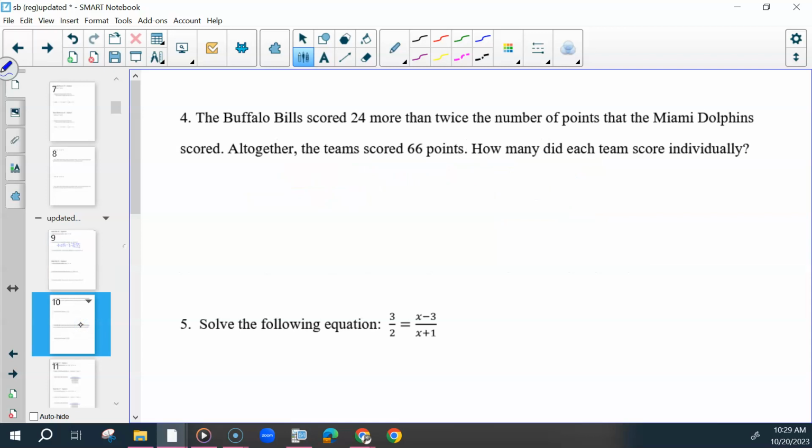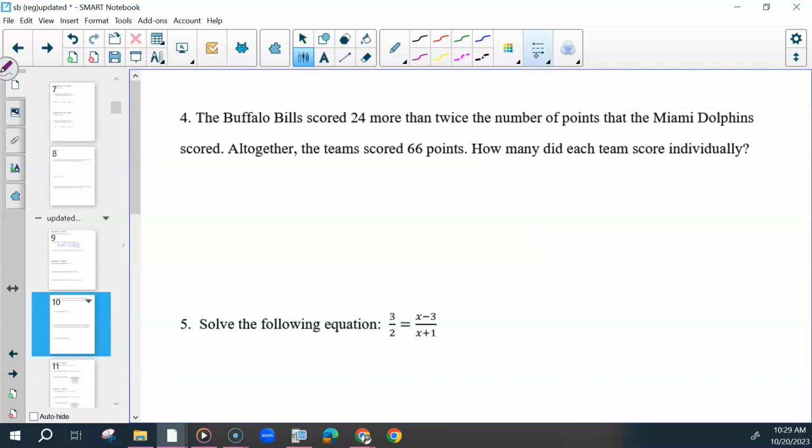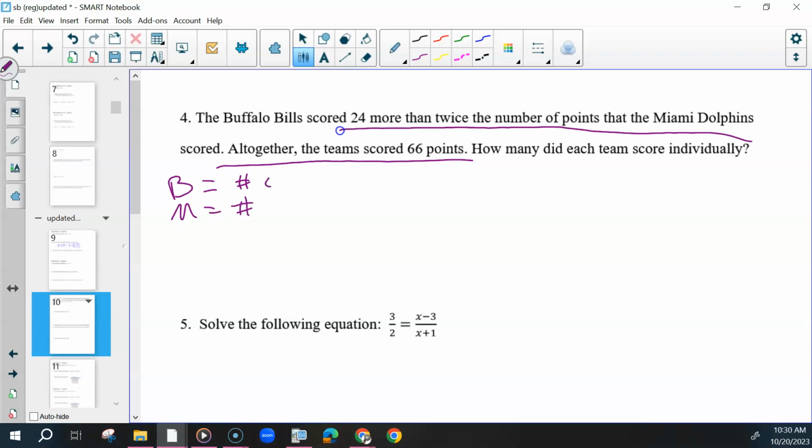Number 4. So important information from this one. The Buffalo Bills scored 24 more than twice the number of points that the Miami Dolphins scored. Altogether, the team scored 66 points. This is very similar to the test question that asked about highest and lowest scores. Setup will be similar. So you need 2 variables, we call them B and M, for the number of points they each scored.